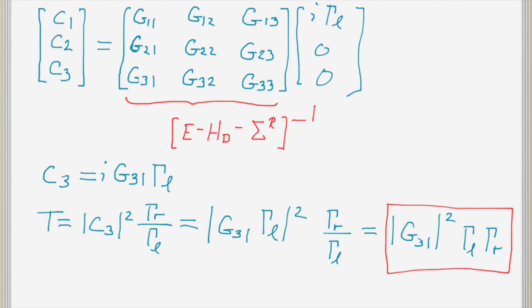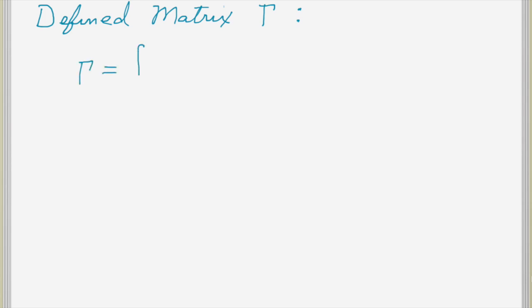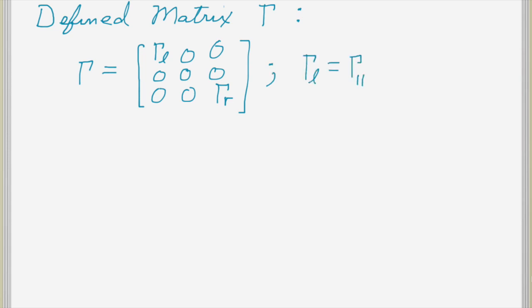Now if I go ahead and define a matrix gamma in the same way we defined our matrix sigma, as gamma equal to gamma L, right, just a 3x3 matrix with two terms in it corresponding to the gammas of our two leads. Then gamma L is gamma 1,1, gamma right is gamma 3,3 in this matrix.